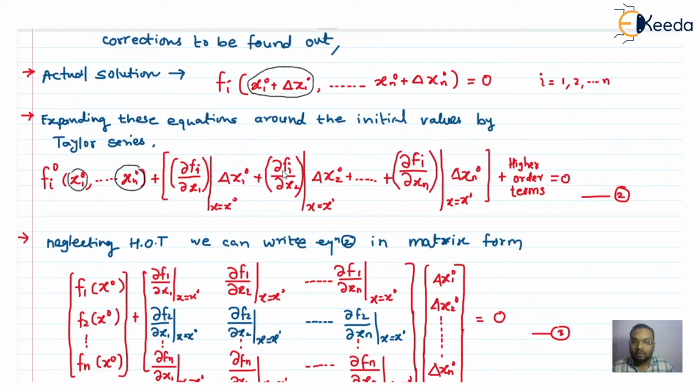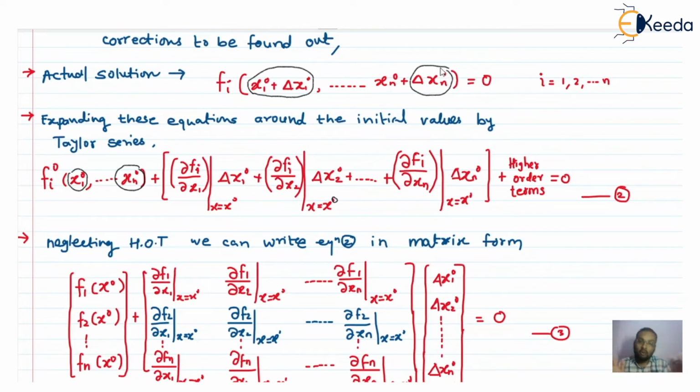Now take the partial differentiation of the function with respect to x2, of course at the assumed values, multiplied with the correction in x2. This way you have to go up to xn, plus certain higher order terms will come in this Taylor series, and of course it is equal to 0. So we have expanded this equation, or this actual solution. Why are we expanding? Because I'm interested to find these corrections.